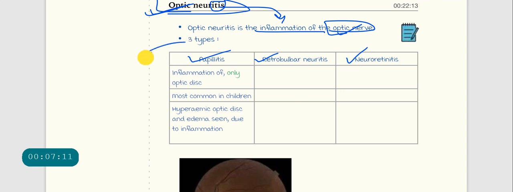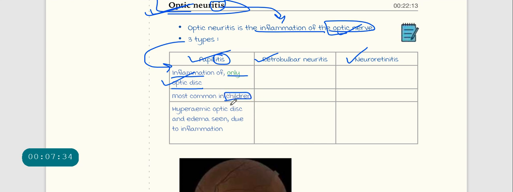The first is papillitis. The name itself tells us that it is an inflammation, and only the optic disc is involved in this. This is commonly seen in children.